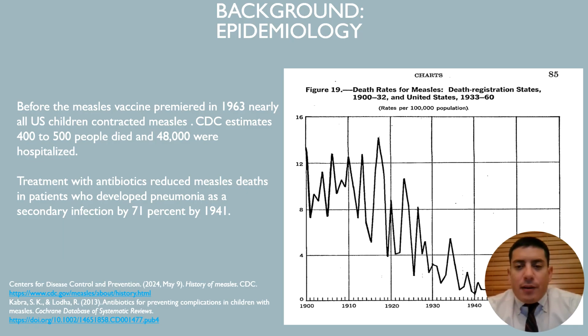Before the vaccine came out in the 1960s, nearly all children got the measles virus. The CDC estimates this resulted in 48,000 hospitalizations and between 400 and 500 deaths annually. We started making headway against mortality from this disease before the vaccine. In 1941, the use of antibiotics to treat patients who developed secondary pneumonias had already reduced measles deaths by 71%.